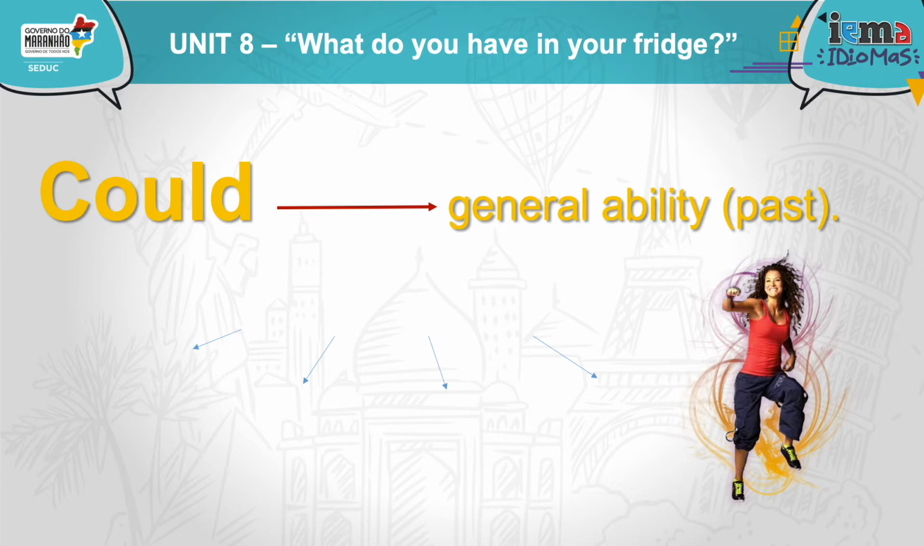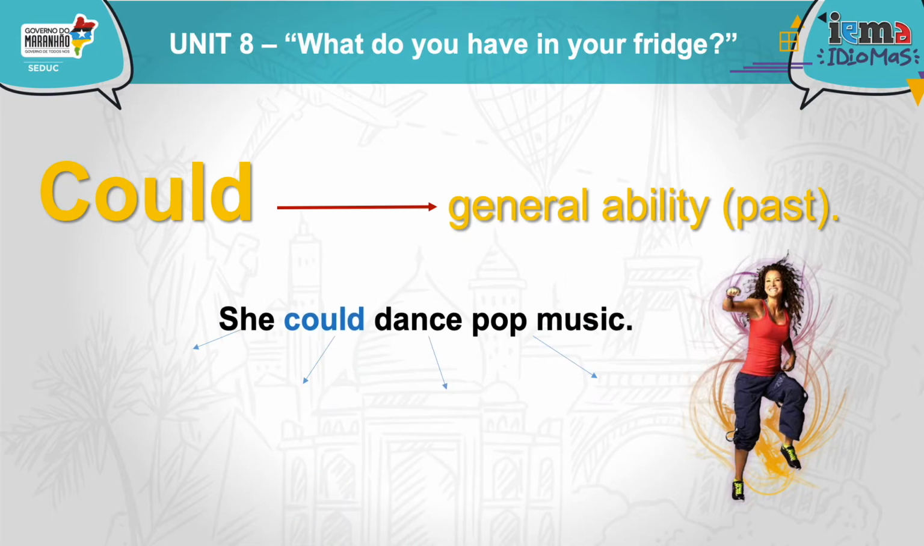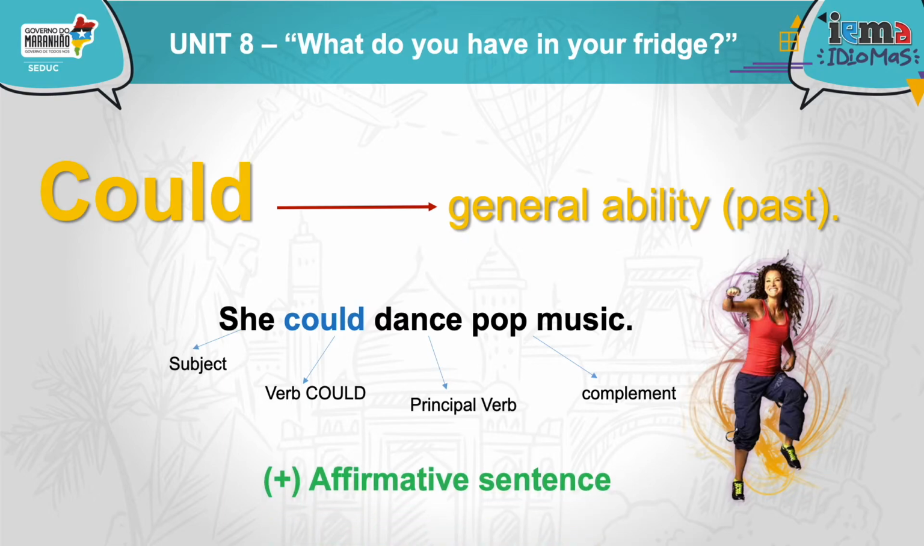Now we are going to talk about could. Could also indicates ability, but in the past. So in the example, she could dance pop music. In that case, I am talking about something from the past. Okay? So we have there the subject, the verb could, the principal verb, which is dance, and the complement. Remember, could is an auxiliary verb. The principal verb in that sentence is dance. Okay?